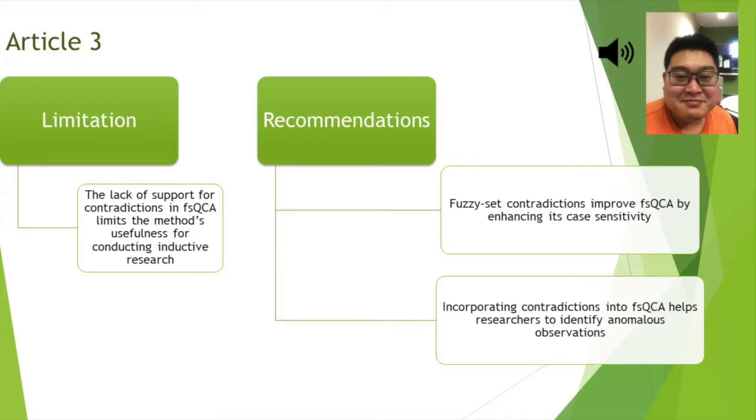Finally, in the article, Contradictions in FSQCA, it mentions that the lack of support for contradictions in FSQCA limits the method's usefulness for conducting inductive research, while revision pulls up with two recommendations. Fuzzy set contradiction improves FSQCA by enhancing its case sensitivity. Incorporating contradictions into FSQCA helps researchers to identify anomalous observations.